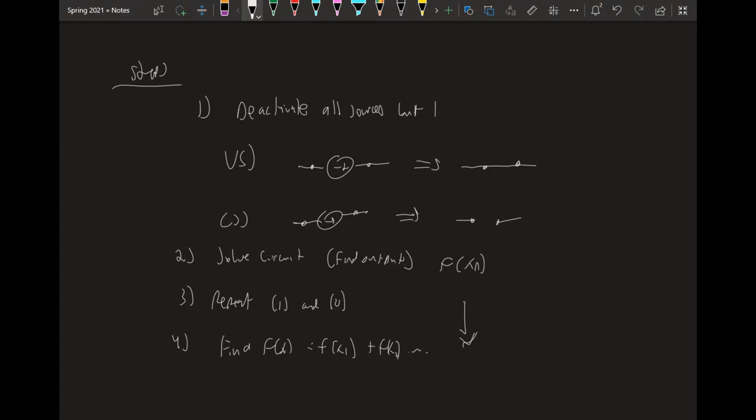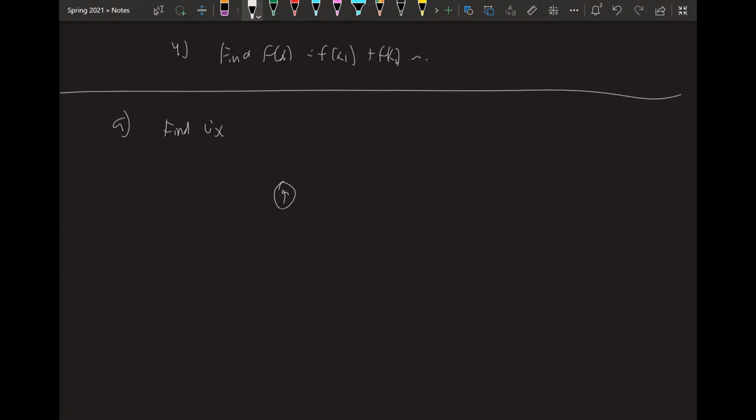I of x. What's I of x? Well, we need to draw the circuit first. So we have this. We have this. We have this. This is the circuit.